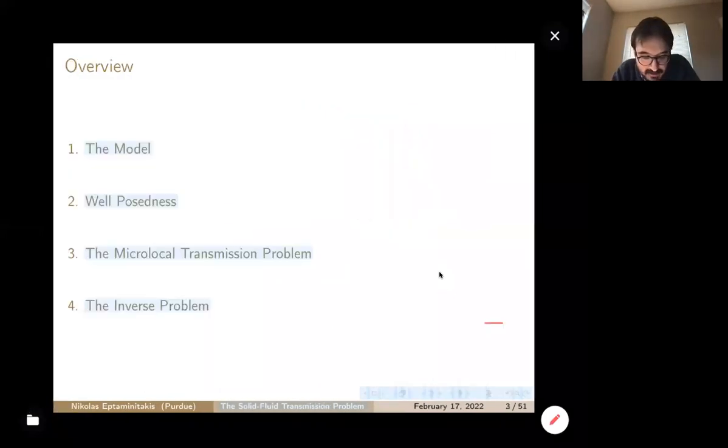Okay, so as a little overview of what we're going to discuss, we're going to start with the model that we used, which apparently is not completely clear because everybody's using something different. We are going to discuss the well-posedness of the system of partial differential equations that we set up. And then the main part that I'm going to discuss is the microlocal transmission problem. And at the end, I will say a little bit about an inverse problem, which is sort of an application of what was there before.